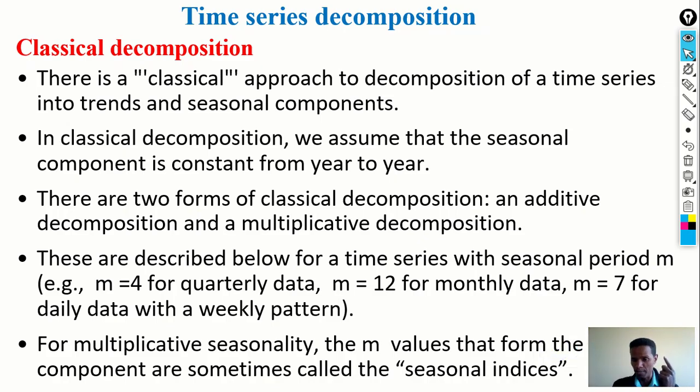The seasonal period m: m stands for the seasonal period. The seasonal period m is equal to 4 if the seasonal variation is quarterly. M will be 12 for monthly data, and the seasonal period m will be 7 for daily data with a weekly pattern. So if the seasonal period is within a week, m will be 7. If it is monthly data, the seasonal period m will be 12.